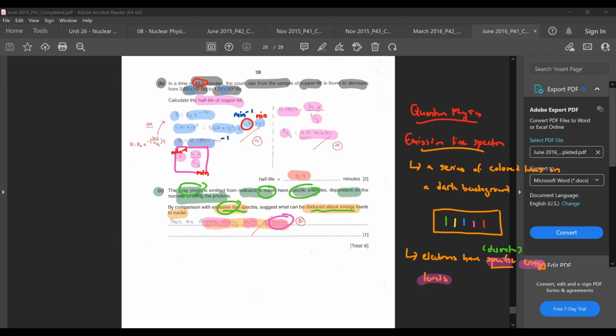Then if you're okay with that, we move on to page 12.